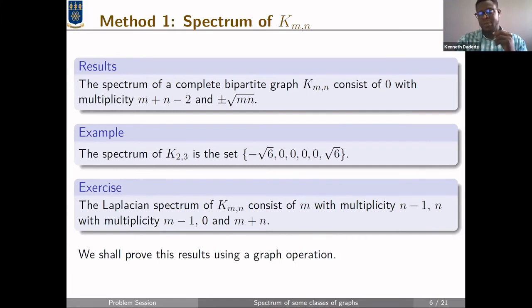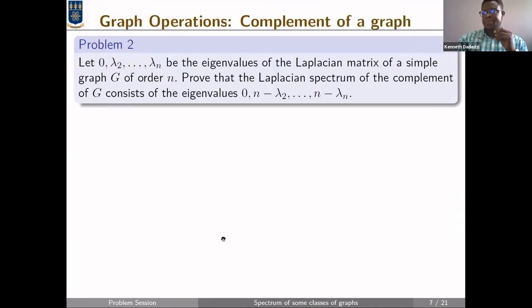To introduce the other method, we will first have to solve problem 2, and that will help us get enough tools to solve this problem. Problem 2 deals with some graph operations, and there's also another interesting aspect of how to compute the spectrum of some specific types of graphs.